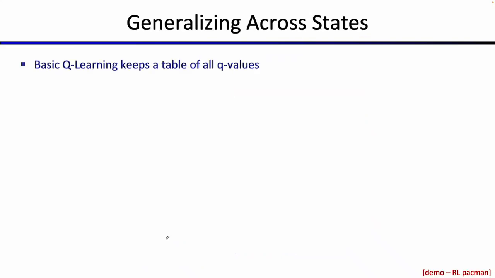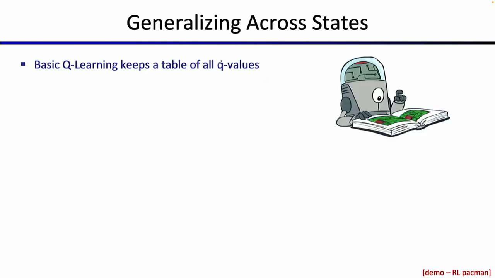The problem that we're running into is that the basic Q-learning that we've seen just keeps a table of all of the Q values. So we assume we have some finite and countable number of states, some finite and countable number of actions. We build a two-dimensional array of those, and that's our table of Q values. So it's just kind of like a lookup table.